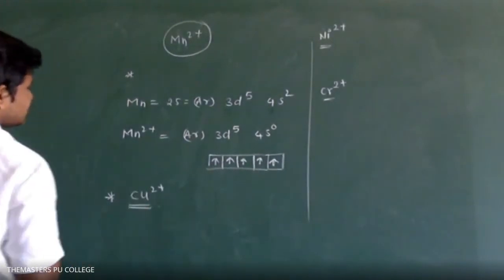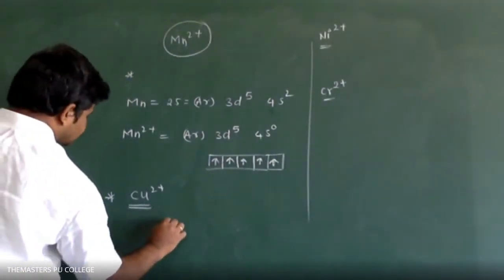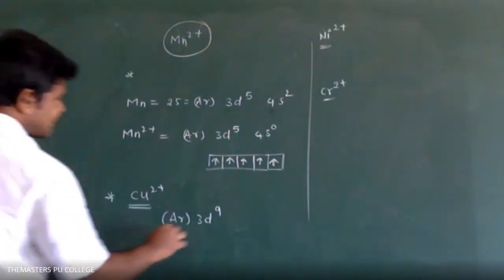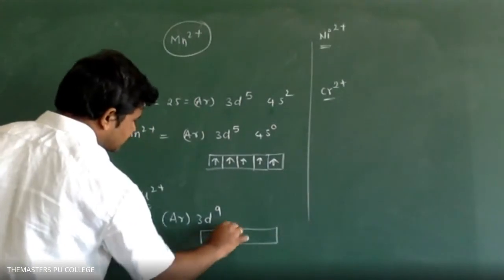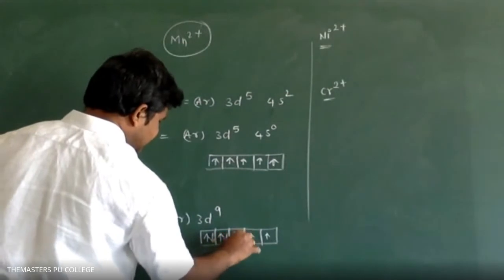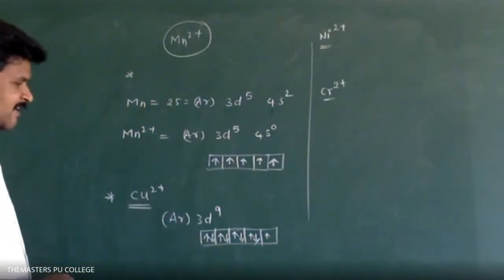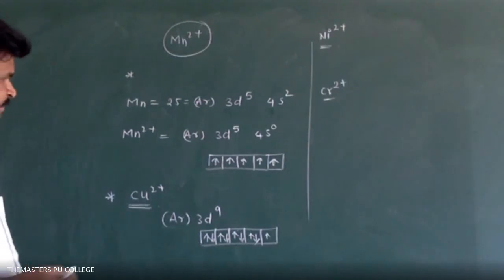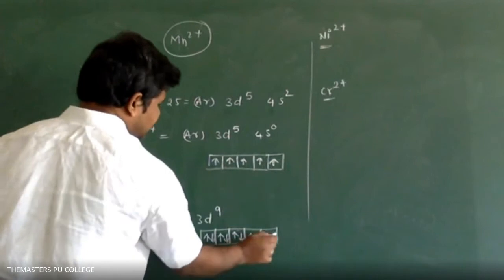So Cu2+ means argon 3d9. So 3d9 means how many unpaired electrons? 1 unpaired electron. Here only one unpaired electron is present, whereas in Mn2+ there are 5. Here 5, here only 1.